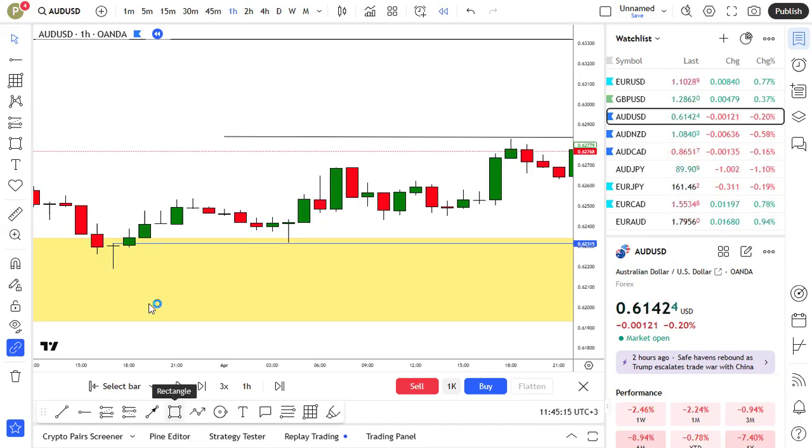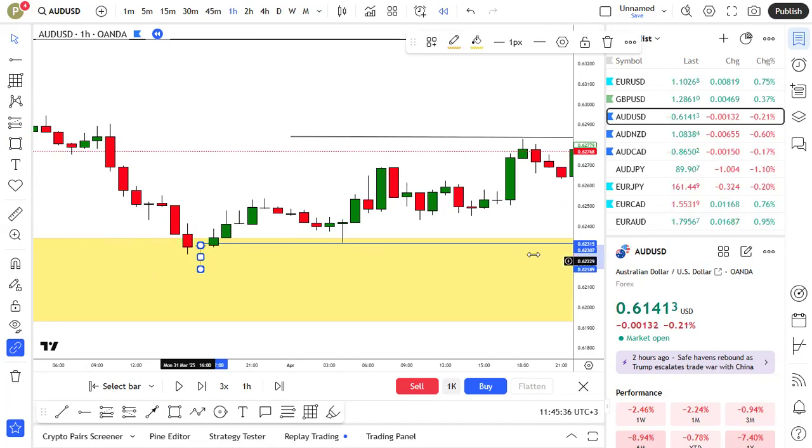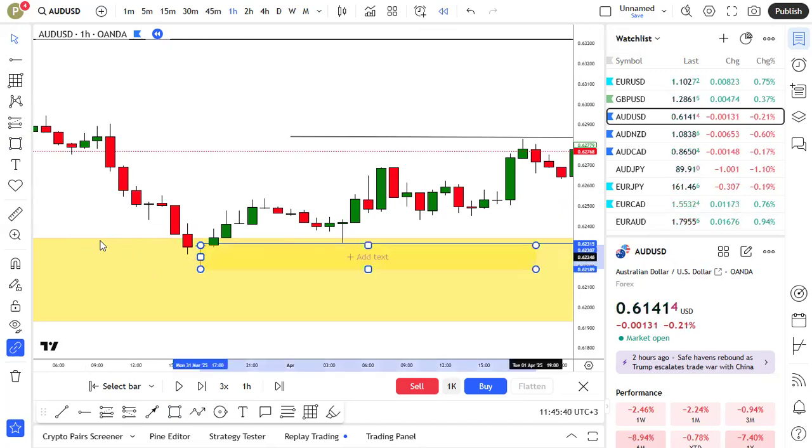Okay, let's wait. So this is going to be our order block. This one is going to be our order block. So let's delete this.